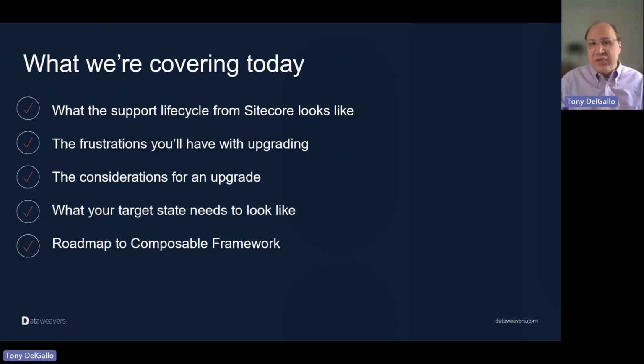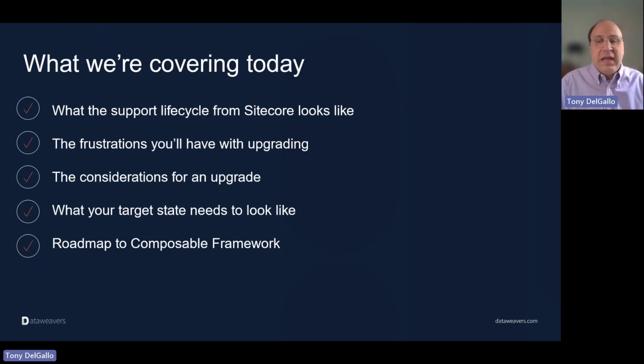Maybe some frustrations you're having with upgrades. In other words, you might be in the version 9s. What does it mean when you have to go to a higher level? Are there complexities to that? Considerations you might want to have before you go into that upgrade. And then obviously, what is the target state you'd like to get to? In our case, we'd like to make sure it's automated, it's secure, it's in the cloud. But what does your target state look like?